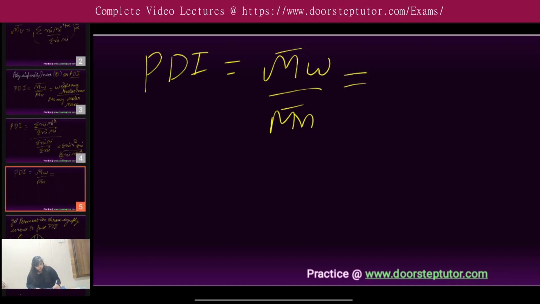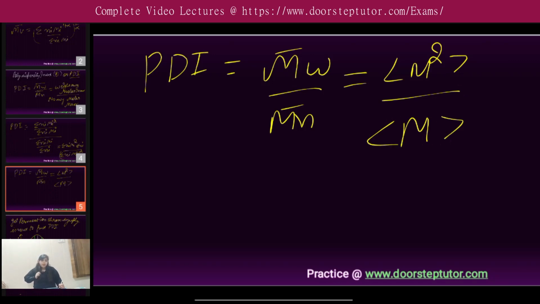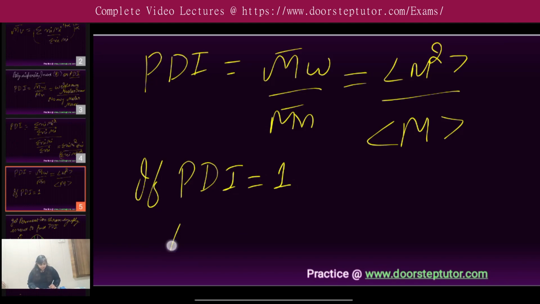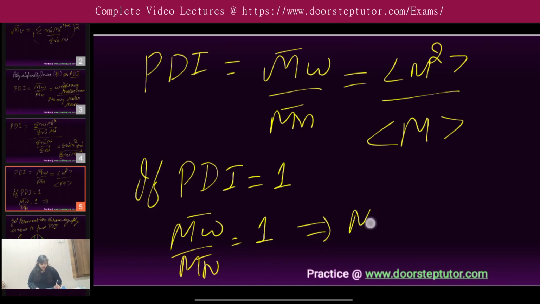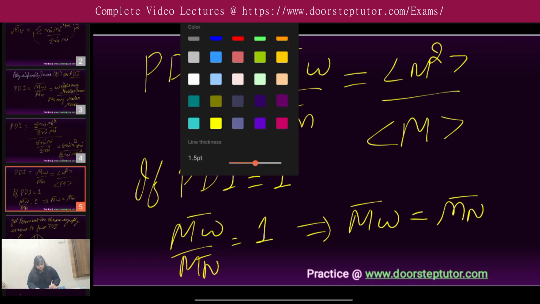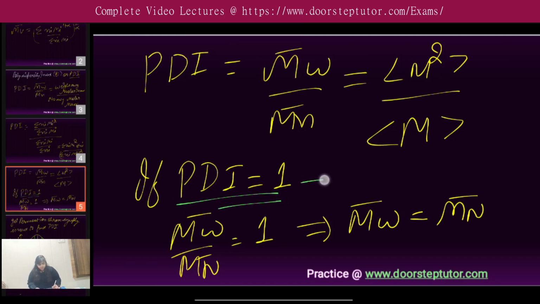So this is going to be M square. I told that we can write the Mw as M square within this bracket upon M within a square bracket, that is denoting our Mn, the number average molar mass. So if PDI is equal to 1, that implies that Mw by Mn is equal to unity. This implies my weight average molar mass is equal to the number average molar mass, and this is the case for monodisperse systems. So when PDI is equal to 1, such a system we call monodisperse.